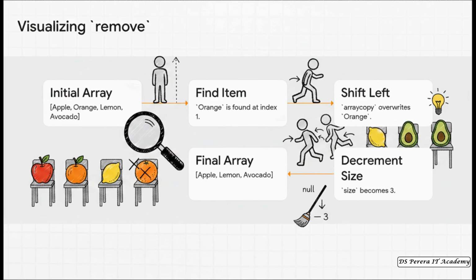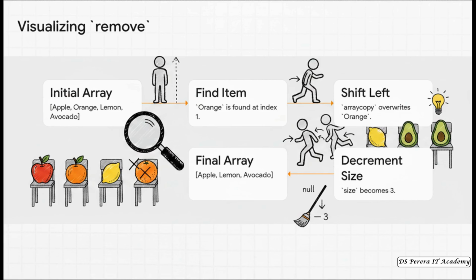Step 3, this is where arraycopy kicks in. It takes everything from index I+1, that's index 2, onwards, so lemon and avocado, and it shifts them one spot to the left, pasting them starting at index I, index 1. Step 4, for a brief moment, the array looks like this: apple, lemon, avocado, avocado.